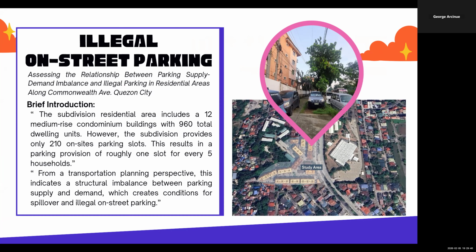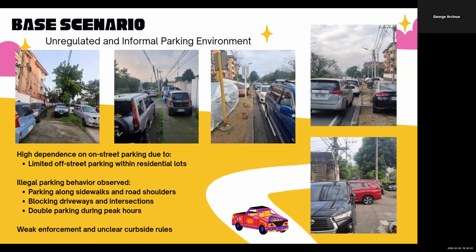For our base scenario, we describe the existing condition as an unregulated and informal parking environment. As shown in these photos, which I took a few days ago, in this area there is a high dependence on on-street parking, mainly because of the limited availability of on-site parking within the subdivision. Since many households own vehicles but have no parking spaces within the subdivision, they rely on nearby streets for illegal parking. Also in this base scenario, enforcement is weak, and the curbside rules are unclear or inconsistent.